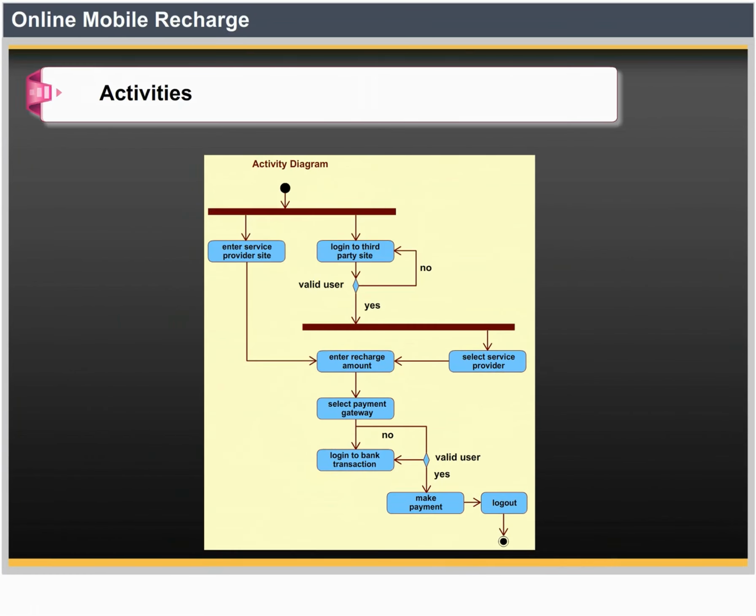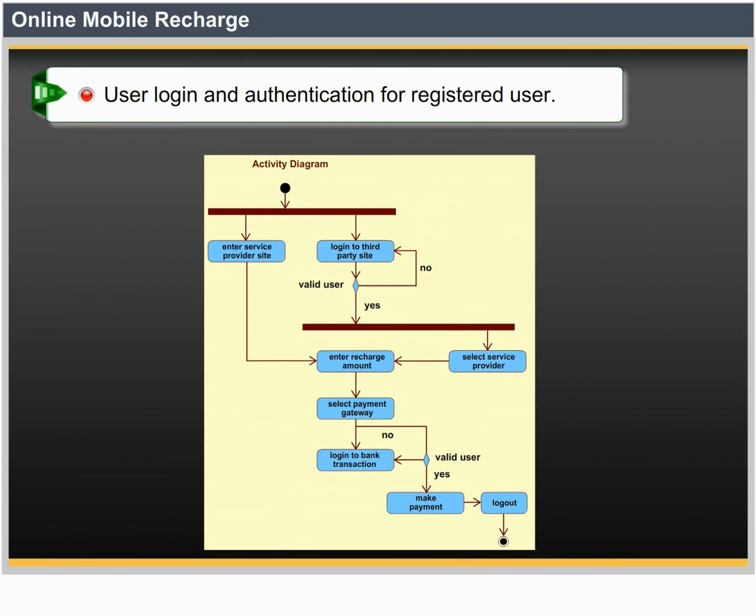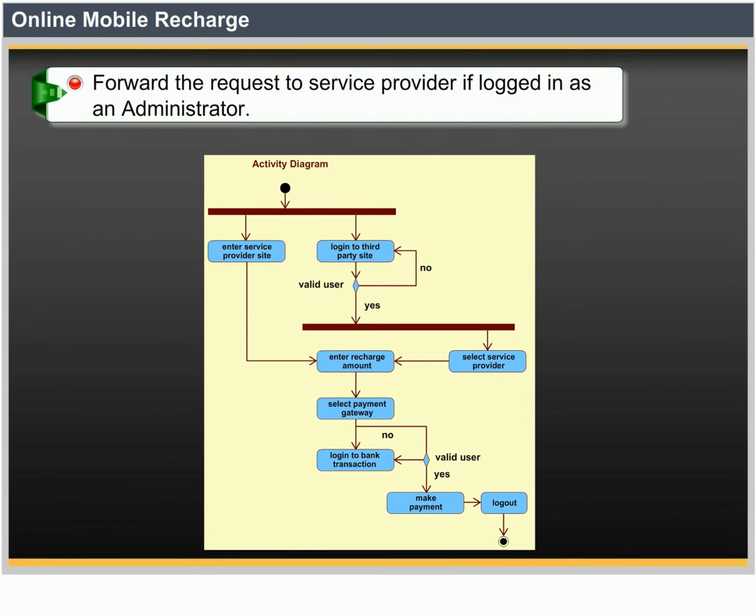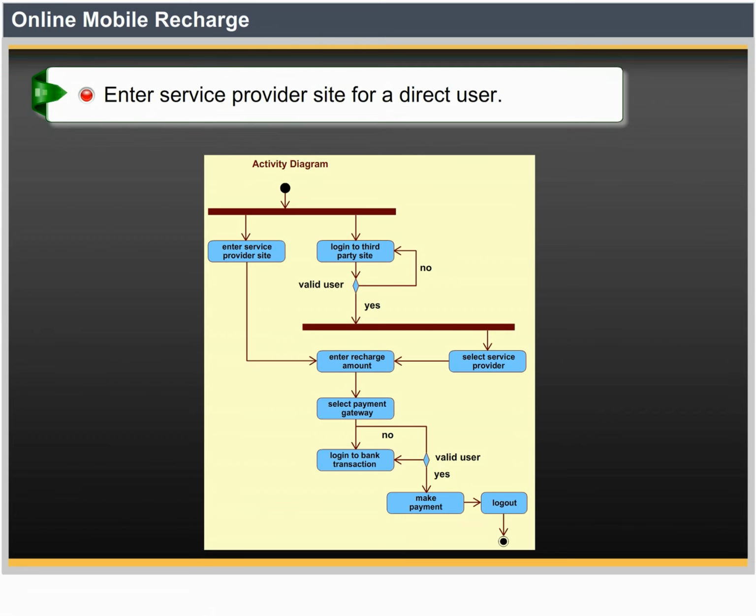Activity diagram. Activities: user login and authentication for registered user. Forward the request to service provider if logged in as administrator. Enter service provider site for a direct user. Enter recharge amount. Select payment gateway. Login and authenticate bank account. Make payment and check whether the recharge processed successfully or not.